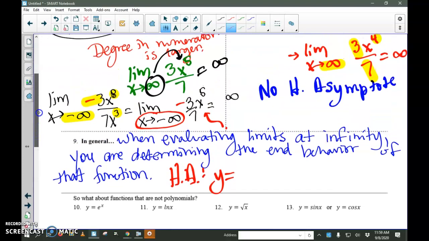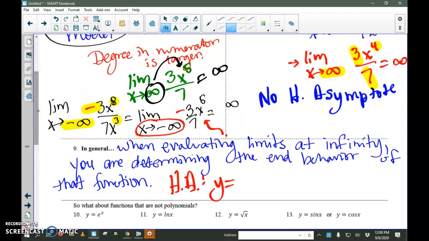Again, things to consider is what is x approaching for your limit? Is it approaching positive or negative infinity? What is the sign on your leading coefficients in your end behavior model? Is it positive or negative? How do you create the end behavior model? You pick the term with the largest exponent in the numerator divided by the term with the largest exponent in the denominator. And then once you simplify that end behavior model, what is the degree of that simplified function?